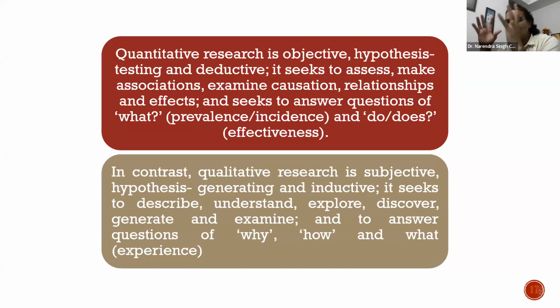So in a nutshell, we can say quantitative research is objective, hypothesis testing and deductive in nature. It tries to assess, make associations, examine causation, relationships and cause and effect, and seeks to answer questions of what: prevalence and incidence. For example, I recently published a research paper on quiet quitting. If employee engagement is high or low, does it impact quiet quitting intentions? The results are that if employee engagement is low, definitely the quiet quitting will be on the higher side.